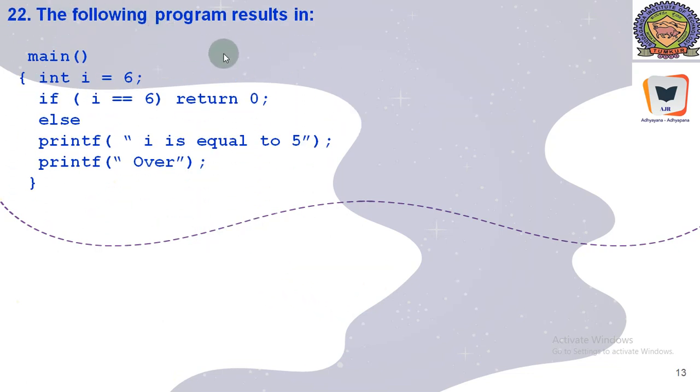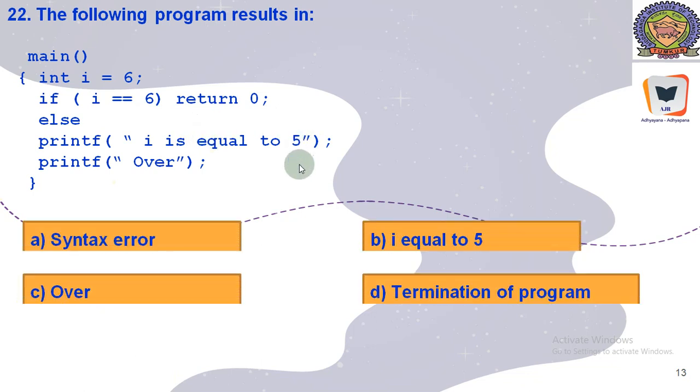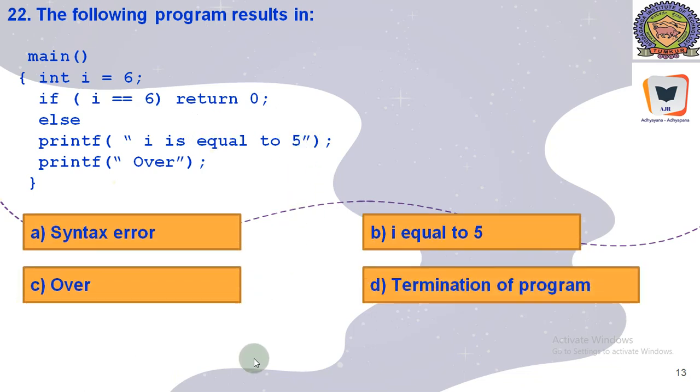Now, the following program results in I equal to 6. And if I equal to 6, correct, it is to return 0. Return 0 appears in main. So immediately when this becomes true, the program will be really terminated. We will never get anything to be printed on the screen. Okay? Termination of the program is the correct word. We can see a blinking cursor.